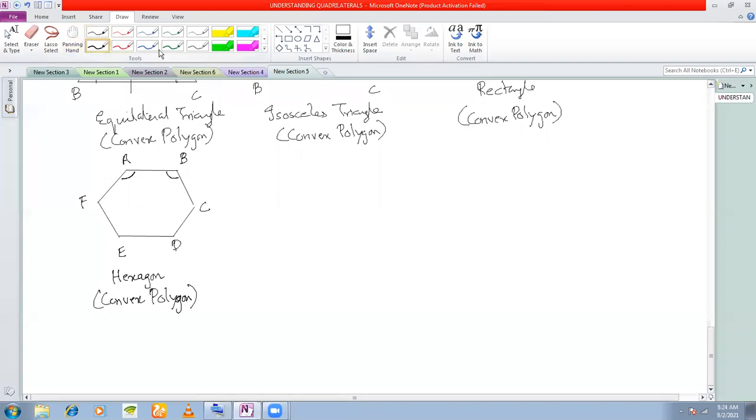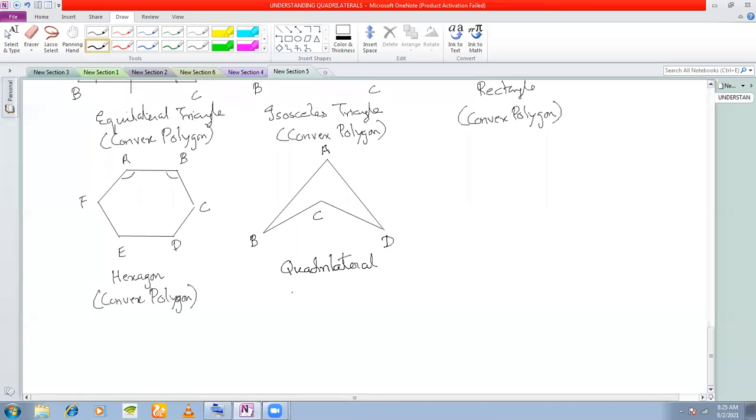Okay. Now, let us say I have a polygon something like this. What kind of a polygon is this? How many sides does it have? It has 4 sides. So if it has 4 sides, then it must be a quadrilateral, isn't it?